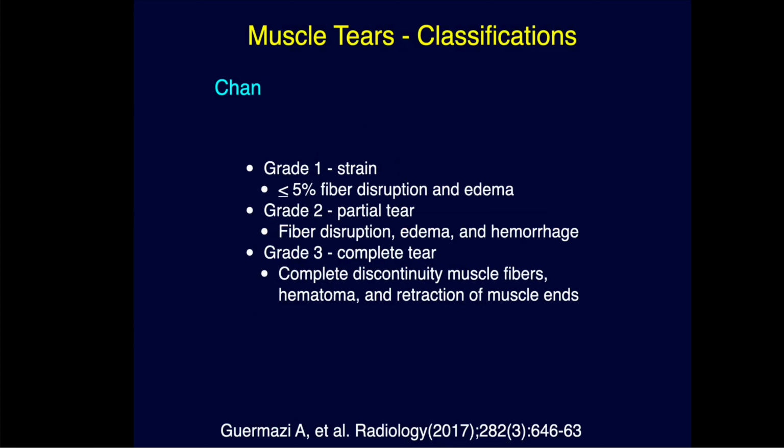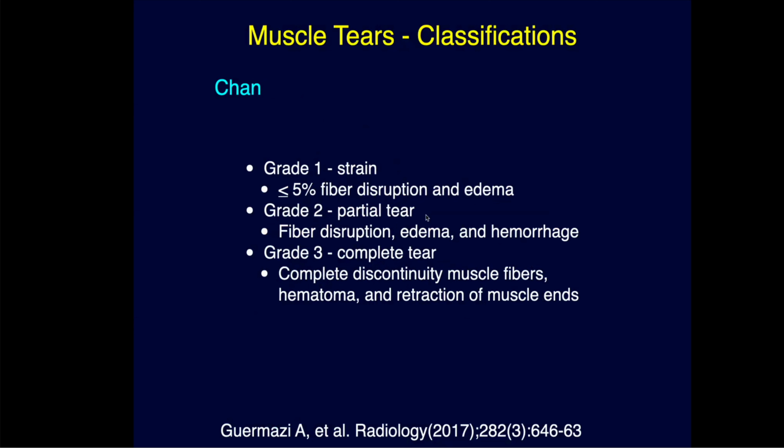Then there's the Chan classification, and there are others as well. Grade 1, you have a strain where less than 5% of the tendons are disrupted with edema, and it's a little hard to determine the 5%. Can it be 5% all the way across the muscle, or is it just focal areas that don't include the entire width of the muscle? It's a little bit difficult to define this.